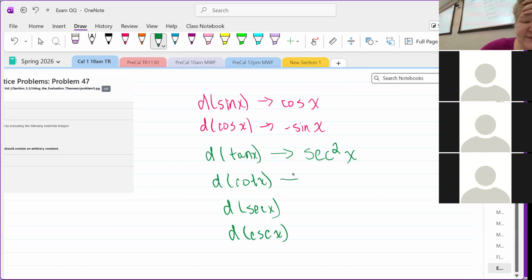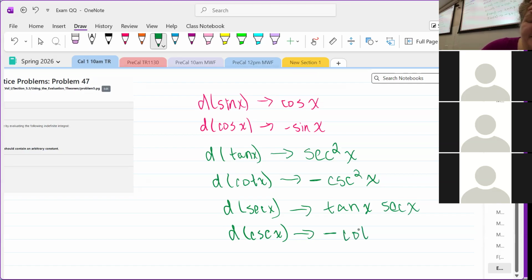Our cotangent is a very similar setup, but instead of secant, it's cosecant. And because it's the derivative of a c function, it gets a negative. Now our derivative of secant kind of follows suit. It's related to tangent, secant tangent. So cosecant follows the pattern: cotangent cosecant, but it's got a negative on it as well.